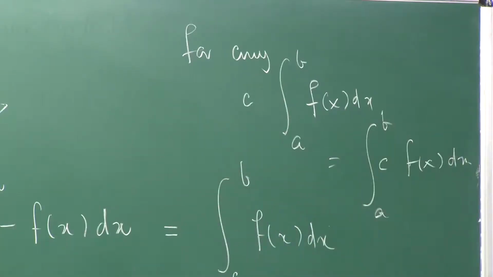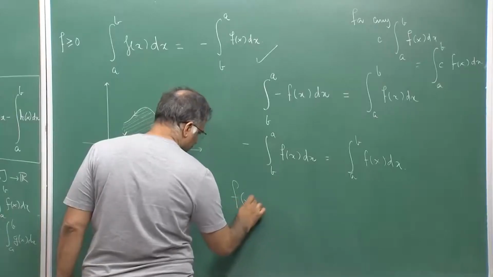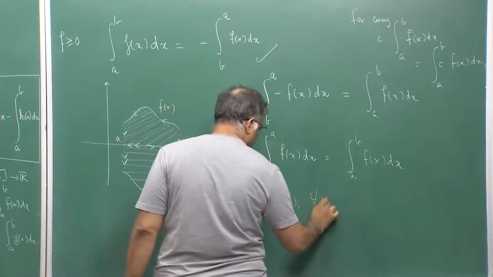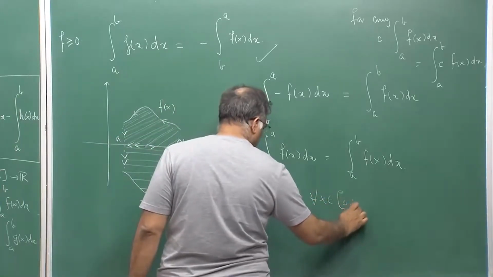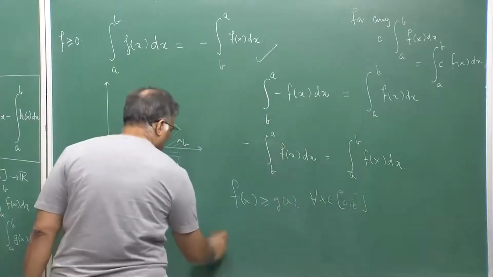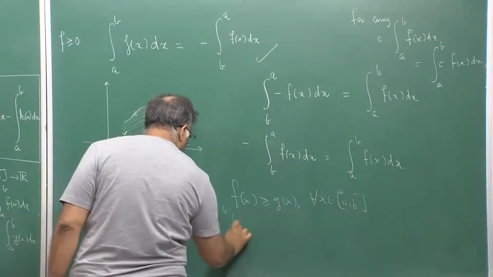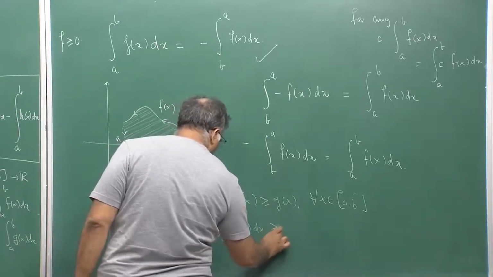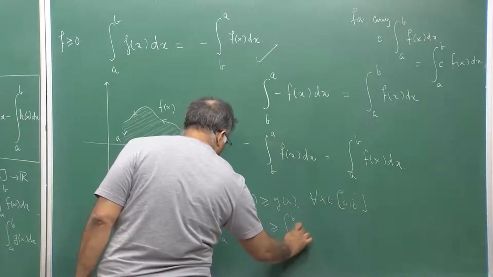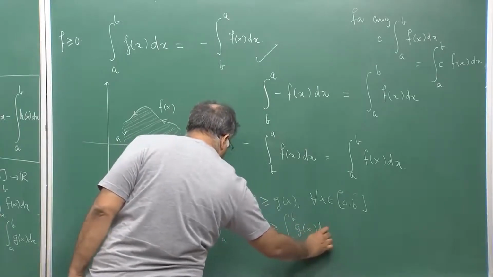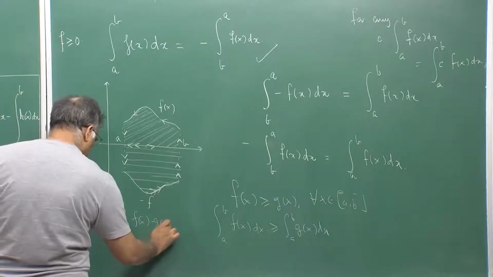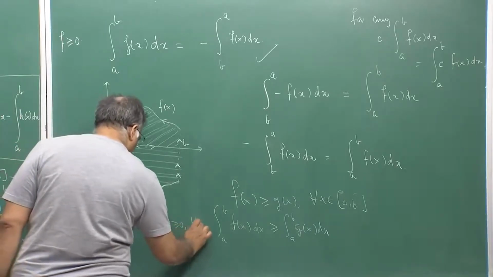Another result is the following, that if two functions f and g are such that f is bigger than g, then integral a to b f(x) dx is bigger than integral a to b g(x) dx. See, this comes out of a very simple fact that f(x) minus g(x) is greater than or equal to 0 for all x.